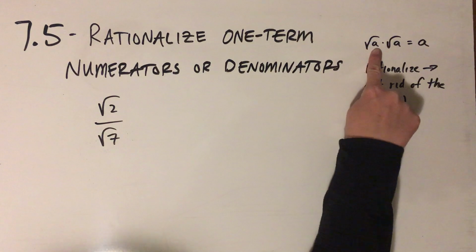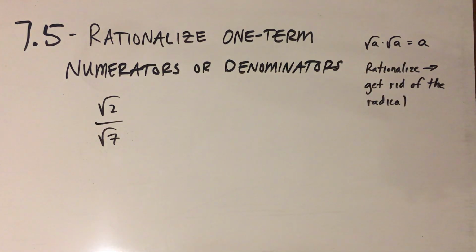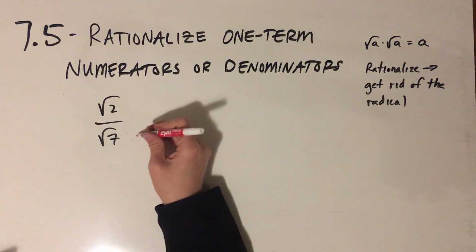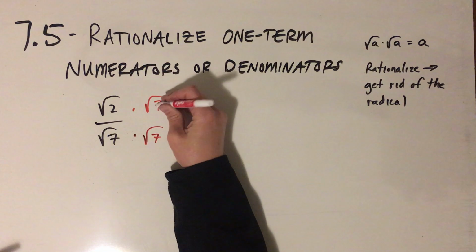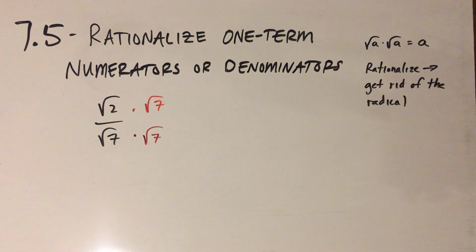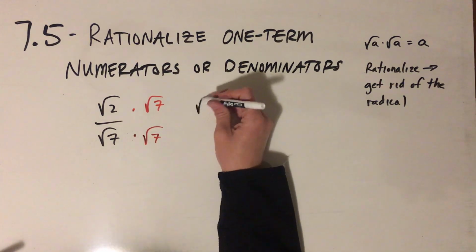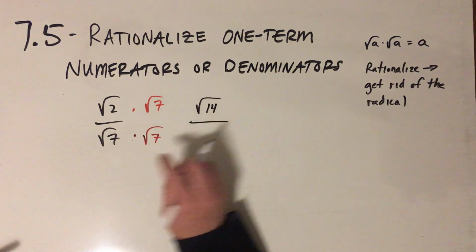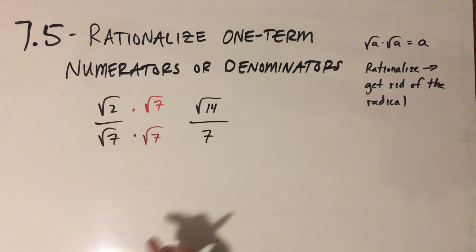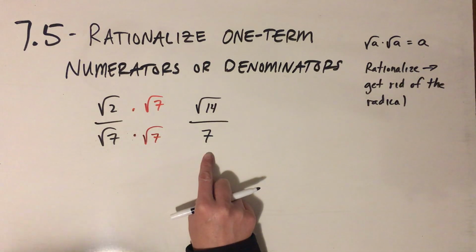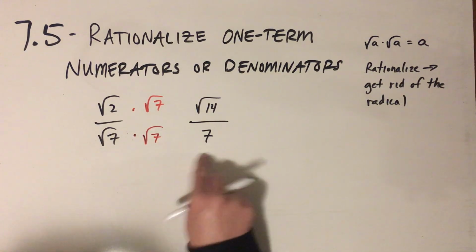So remember that the square root of anything times itself is just that thing. If I'm trying to get rid of the square root of 7, the best thing to do would be to multiply it by the square root of 7. So on the top, I would get the square root of 14. And on the bottom, square root of 7 times the square root of 7 is just 7. I just rationalized this denominator. Or in other words, I got the square root out of the denominator.